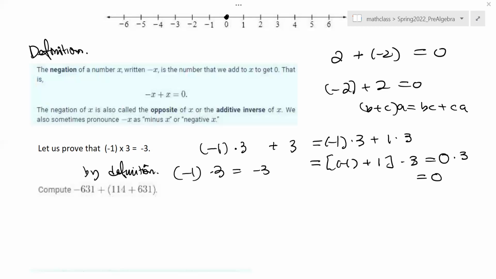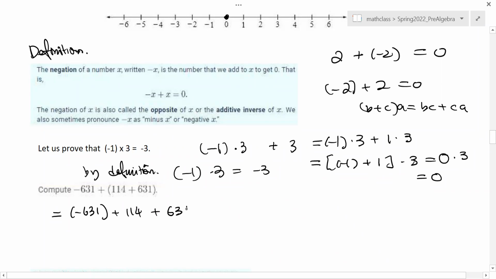All right. So think about this problem. Of course, you can solve the problem quickly. Question: can we do it correctly based on all the rules we have? So this can be written as negative 631. We have 3 numbers, so we don't need to put the parentheses there. I can remove them. Then you can regroup them.